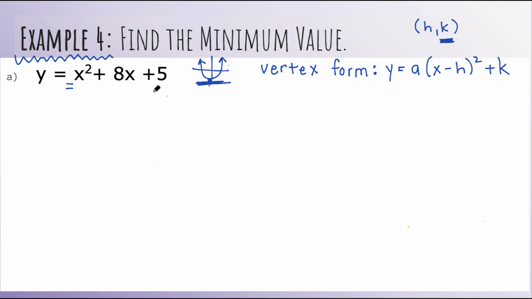So here we go. First step, we're going to move the constant to the other side. And when we do that, we're left with y minus 5 is equal to x squared plus 8x. Now here on the right side, our goal is to make this a perfect square trinomial, so that we can factor it to a squared quantity. So in order to do that, we're going to complete the square. So at this point, we're going to add our box on both sides.